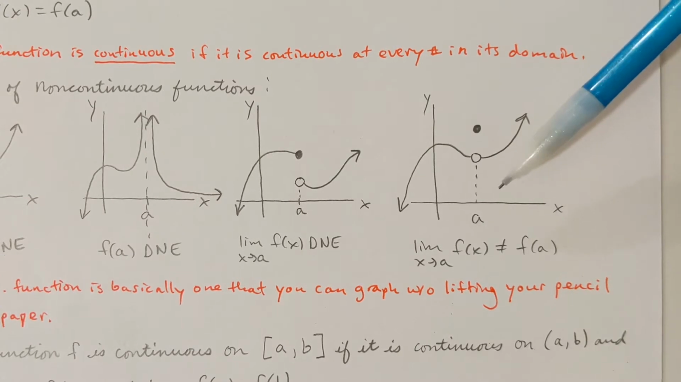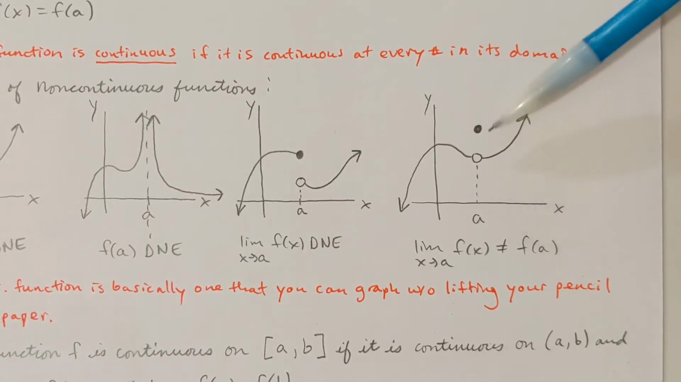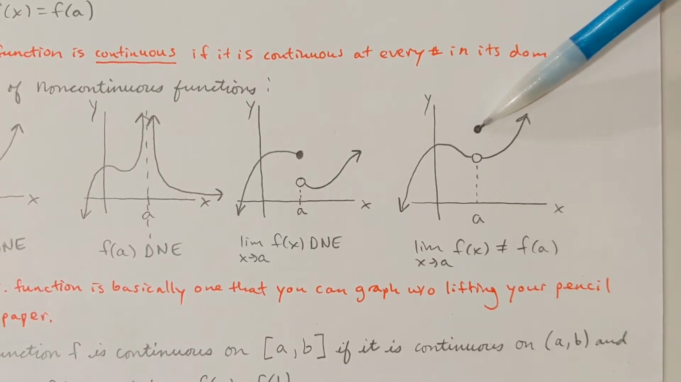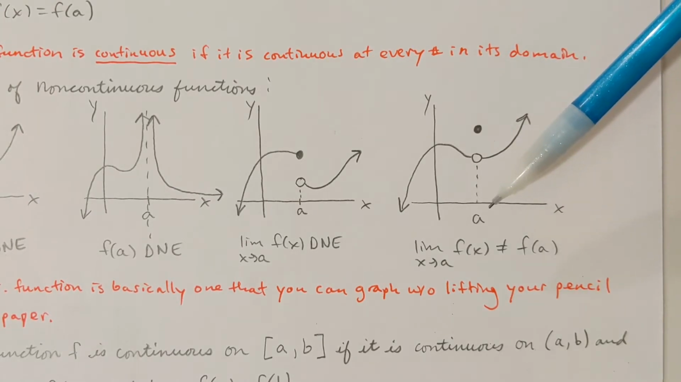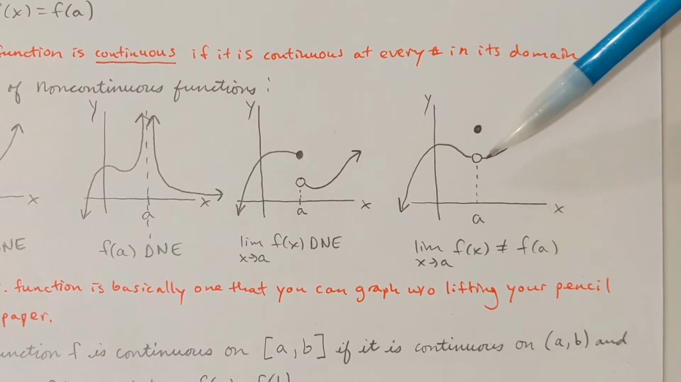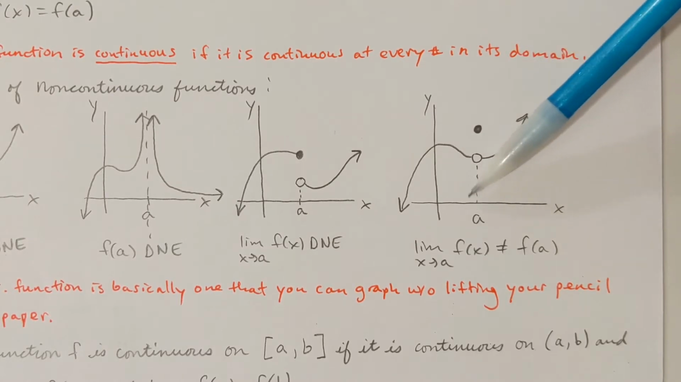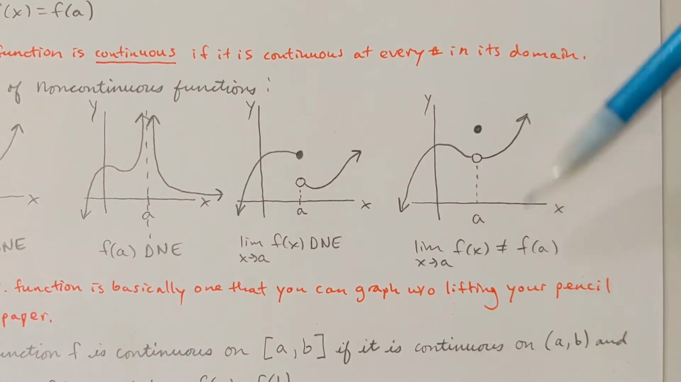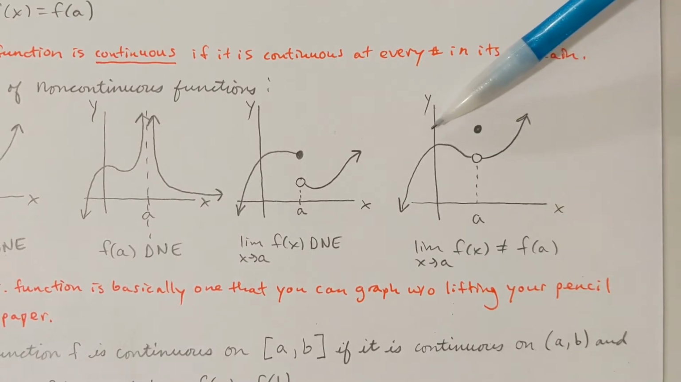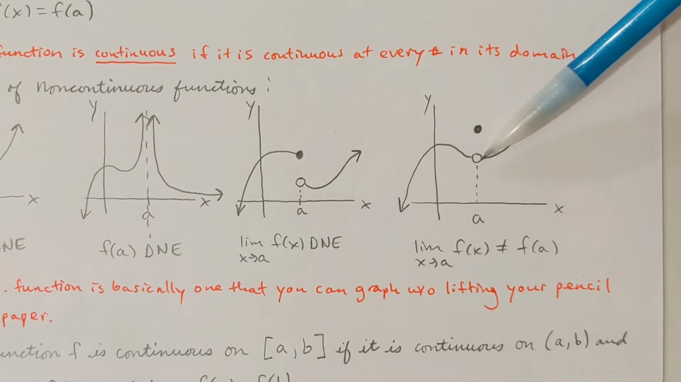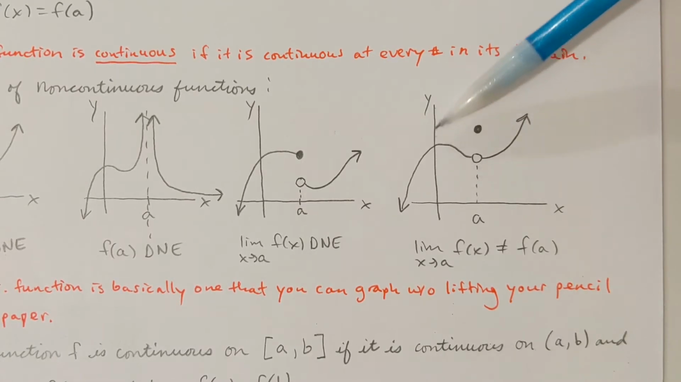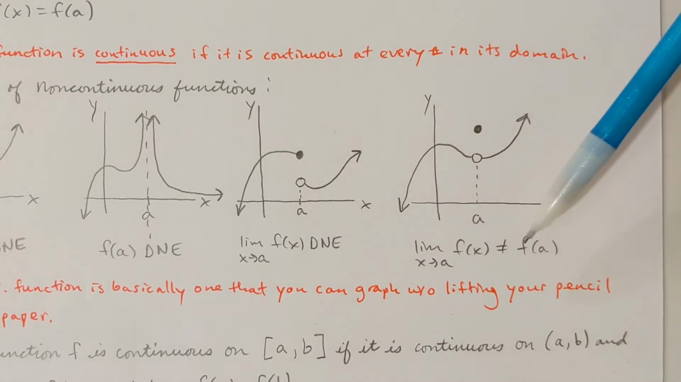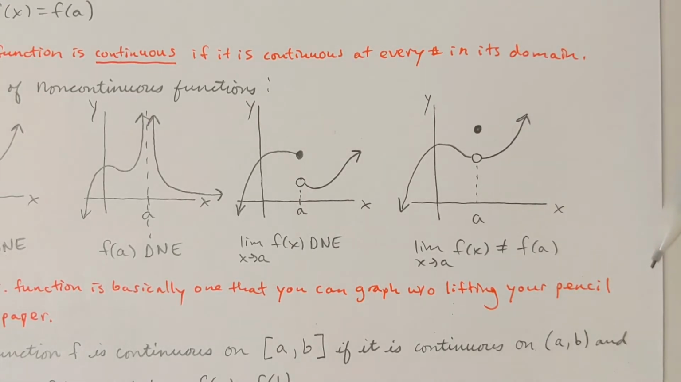Another example. In this problem, f(a) exists. That'd be this point right here. The limit as x approaches a of f(x) exists, since you're approaching the same y value on either side of a. But these two things are not the same. f(a) is up here on the y-axis. The limit as x approaches a of f(x) is right here on the y-axis. Those are not the same number. They're not equal, so we'd have a discontinuity.